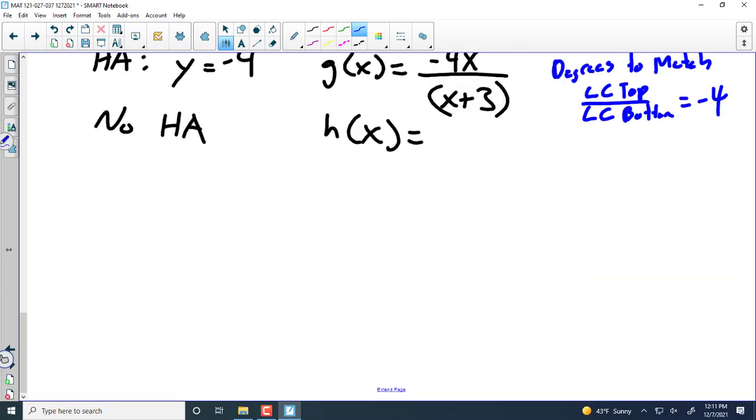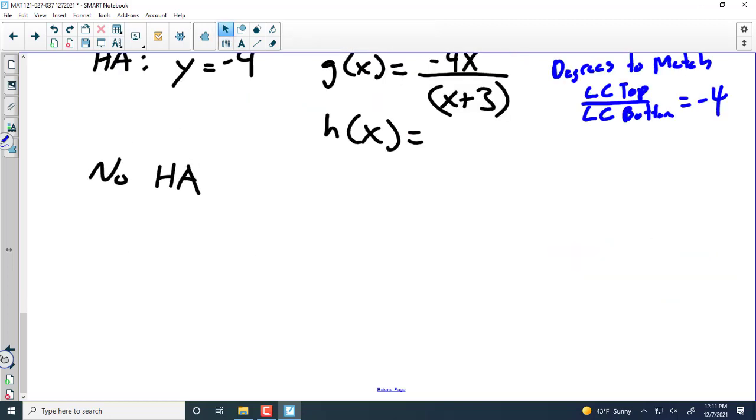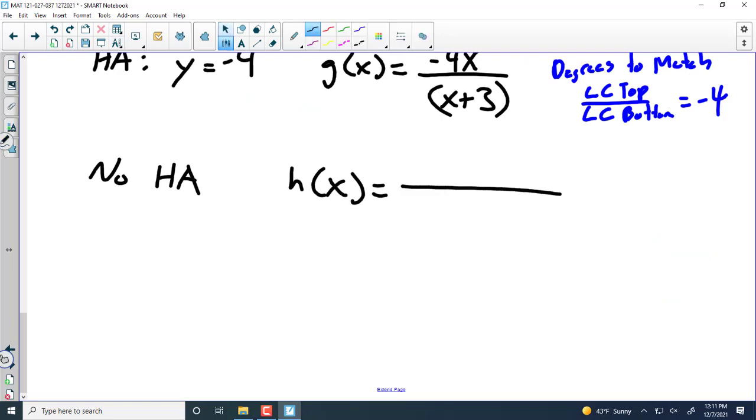What if I want no horizontal asymptote? How can I take care of that really quickly? The bottom is bigger than the top. Say that again. Try it again. Top is bigger than bottom. Top needs to have a bigger degree than the bottom.